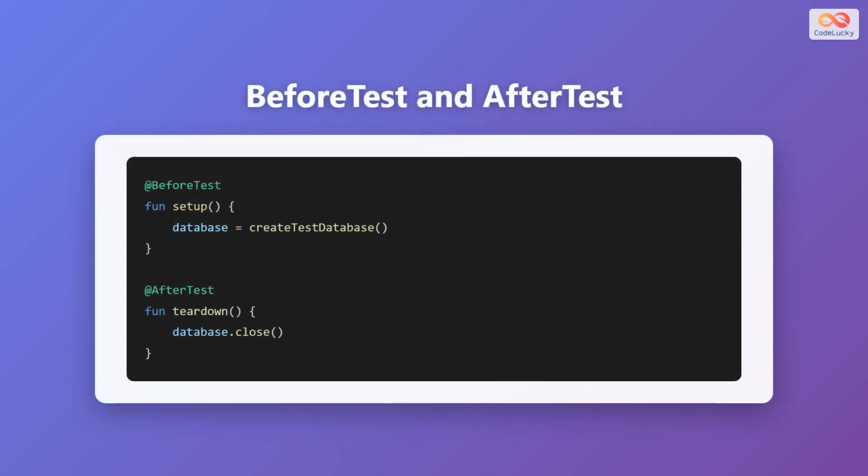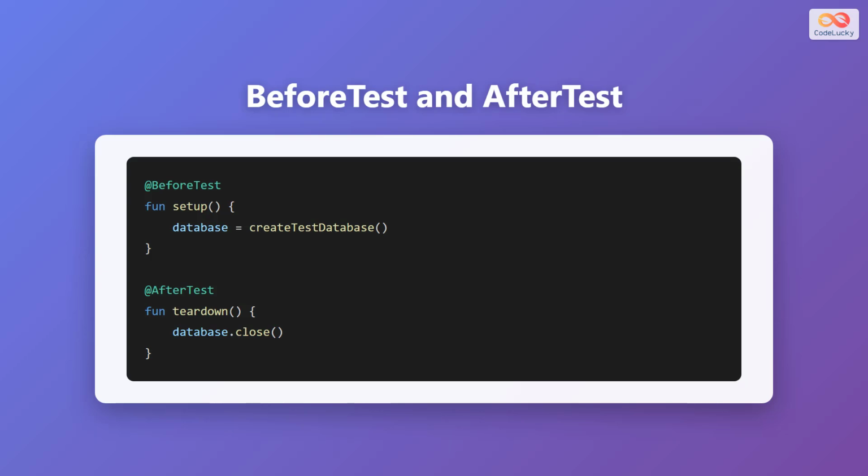Kotlin.test provides lifecycle annotations to help manage test setup and cleanup. The @BeforeTest annotation marks a method that runs before each test method in the class. This is useful for initializing test fixtures, creating database connections, or setting up mock objects that multiple tests need.